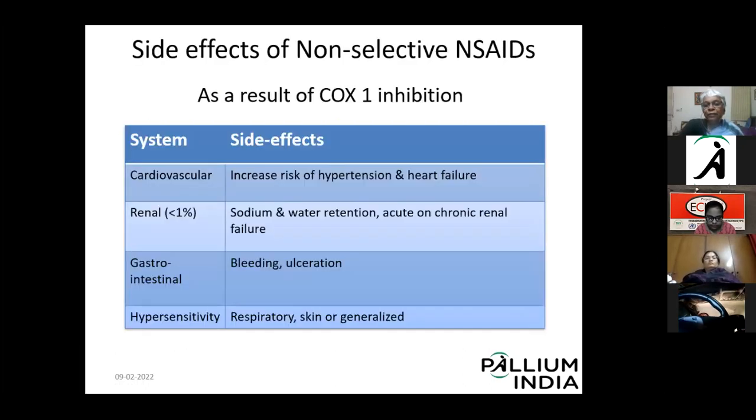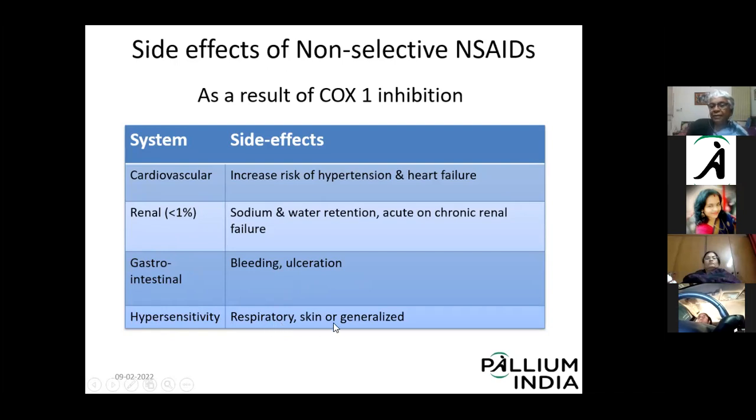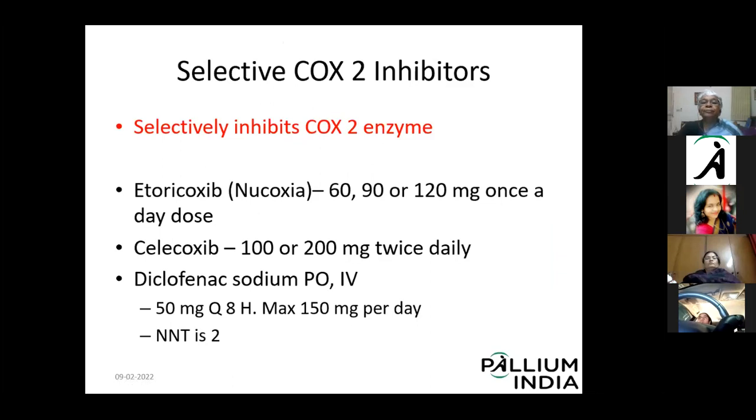Now, the side effects of non-selective NSAIDs result from the COX-1 inhibition. And so it can have adverse cardiovascular effects, adverse renal effects, adverse gastrointestinal effects like bleeding and ulceration. It can also cause allergic manifestations related to the respiratory tract, skin, or generalized allergic reactions.